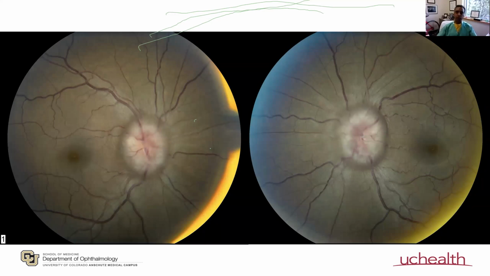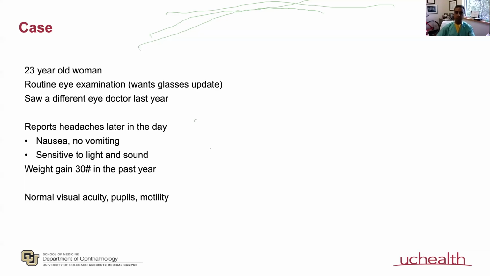So the point I'm trying to make with this is not to confuse you. The point I'm trying to make is that this is a very typical presentation for a patient who comes into a general ophthalmologist's office. Woman in her 20s, wants her glasses updated. She says she's never been told that her fundus appearance was abnormal. She has migraine headache and she has optic disc drusen.